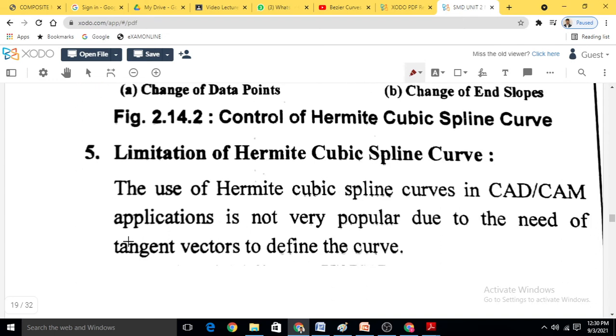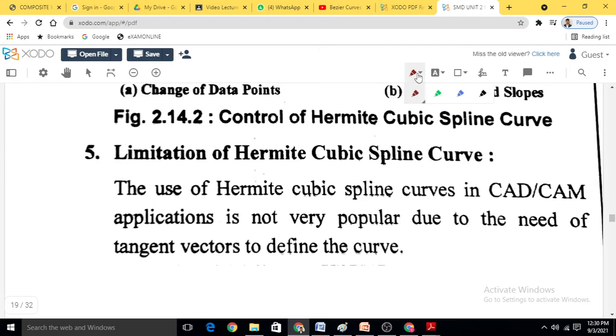Now, here is a limitation of the cubic spline curve. The use of the Hermite cubic spline curve in CAD/CAM applications is not very popular due to the need for tangent vectors to define the curve. Means if we want to define the Hermite cubic spline curve, then we need to define the tangent vector at the end points, and that is difficult.